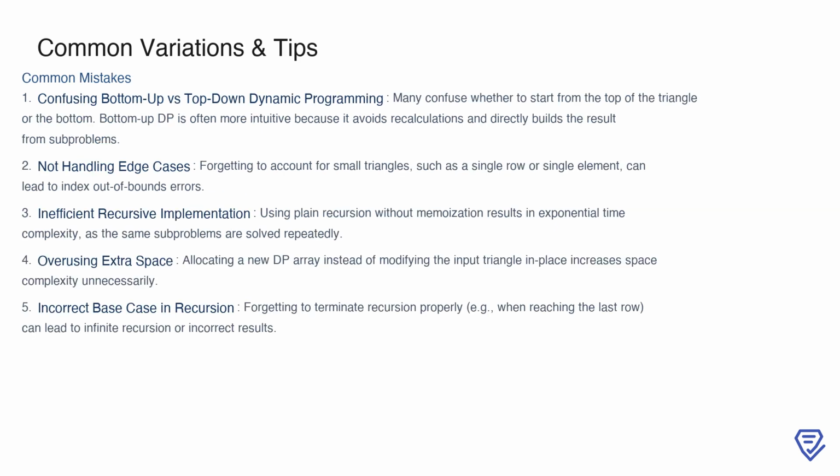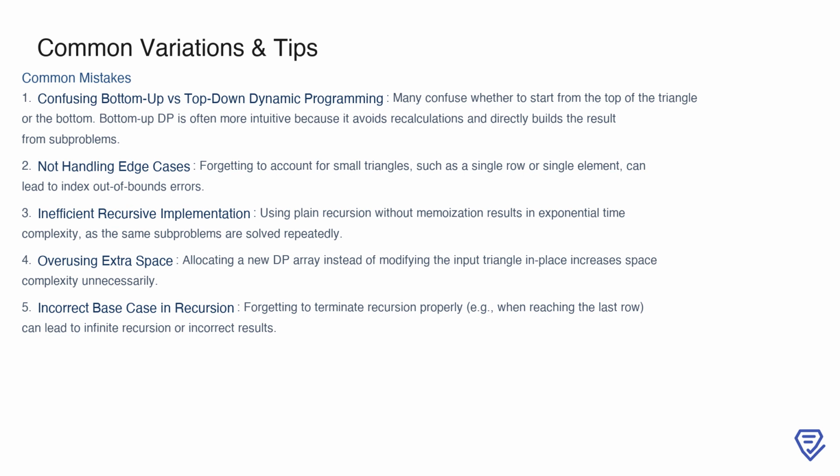When solving the triangle problem, there are a few common mistakes to watch out for. One frequent issue is confusing bottom-up and top-down dynamic programming. Bottom-up is often more intuitive because you start from the base of the triangle, working upwards, which avoids recalculations. Another mistake is not handling edge cases properly. For example, small triangles with just one row or one element can lead to index out-of-bound errors if not addressed.